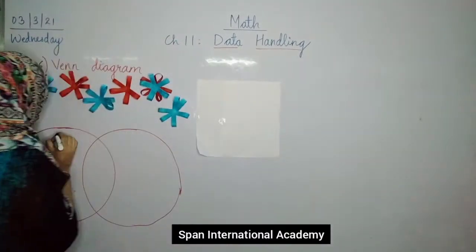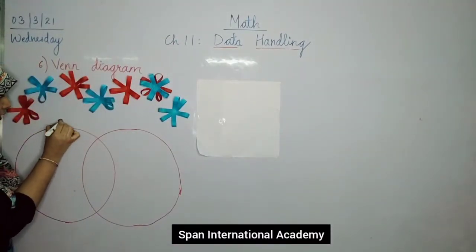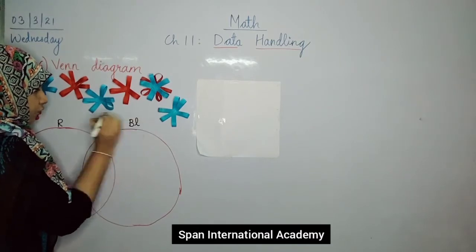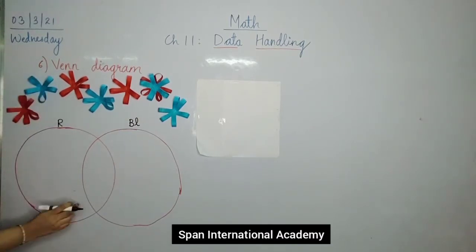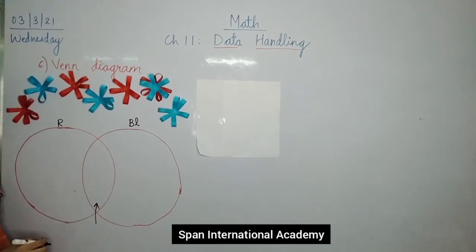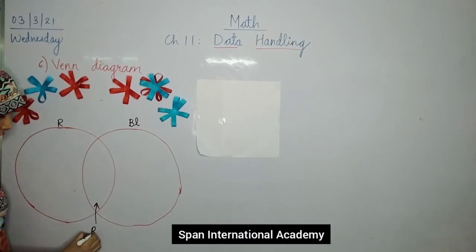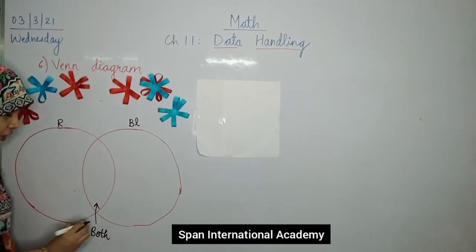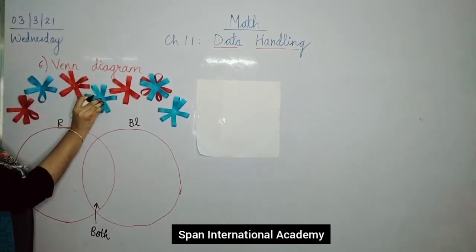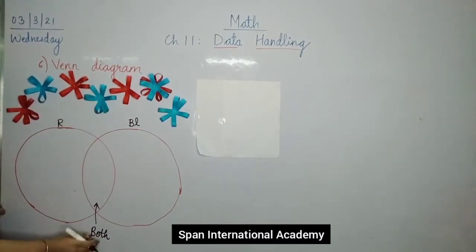So let us write R for red, BL for blue. And here we will be putting the flowers that have red as well as blue color. So we'll write BOTH, both. This is for your understanding that I am putting it on the board. Let us start putting them in their correct places.